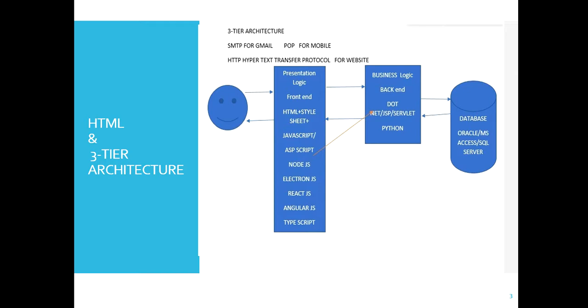The user goes through the presentation logic, which is built on the basis of HTML, style sheets, JavaScript, ASP script, or .NET, Node.js, Electron.js, React.js, AngularJS, and also TypeScript to bring in the object-oriented concept. Then we do the business logic, which is the backend, either .NET, JSP, Servlet, or Python. The last layer is the database, which is simply Oracle, MS Access, or SQL Server. So this is the three-tier architecture, or we can build n-tier.